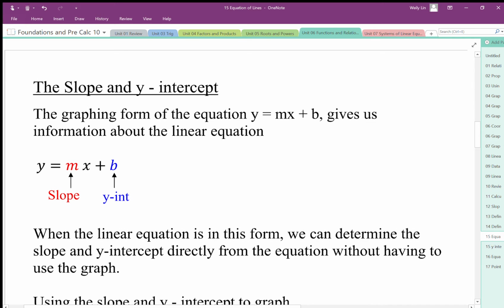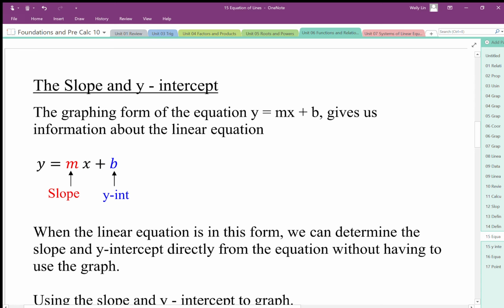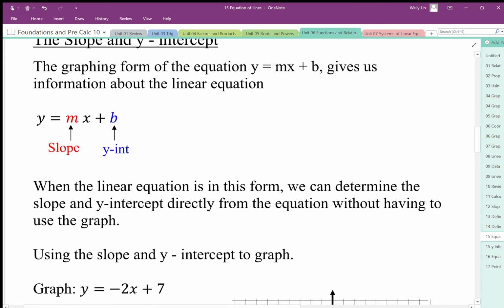So this equation, it looks like I have the coloring backwards here, but the graphing form of this is what we call the graphing form, or the slope-intercept form. Okay, so the y equals mx plus b, the m is our multiplier, and it tells us the slope of the equation. The b value is our constant value, and it tells us where we start, or the y-intercept, or the position of the graph when x is 0.